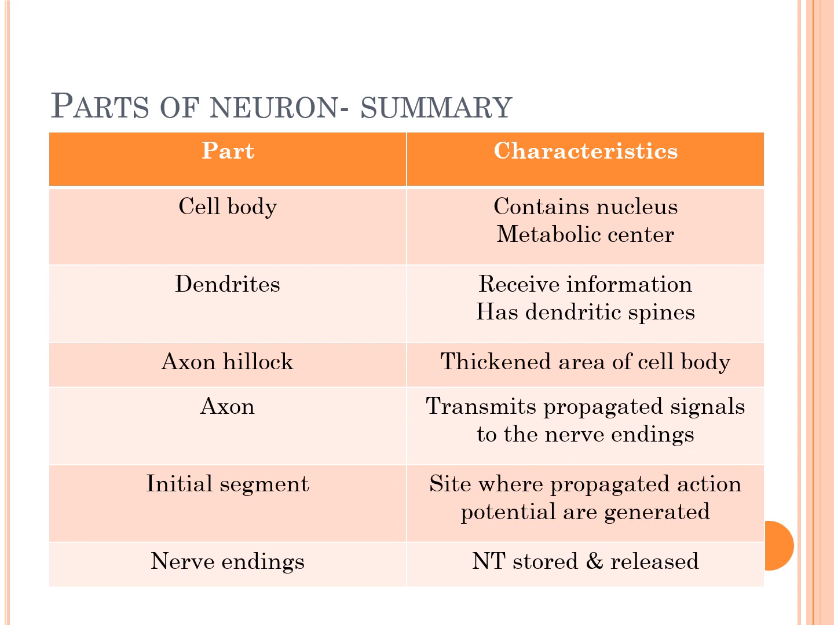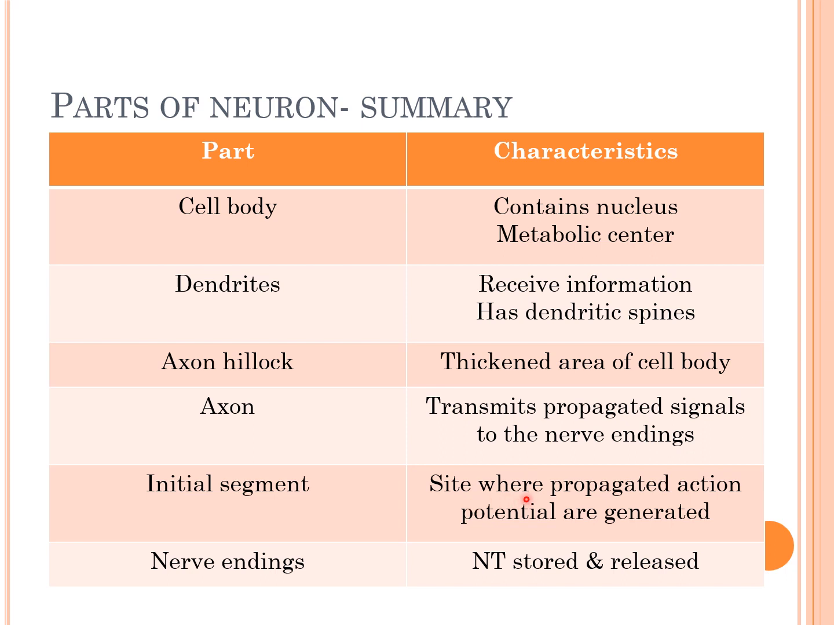To summarize the parts of a neuron: the cell body, also called soma, perikaryon and telodendria, contains the nucleus and is the metabolic center. The dendrites are small processes which receive information from other neurons, and they have dendritic spines, especially in neurons present in the cerebral cortex and cerebellum. They have small knobby projections called dendritic spines. The axon hillock is the thickened region of the cell body, and the axon is the long process which transmits signals away from the cell body to the nerve terminals.